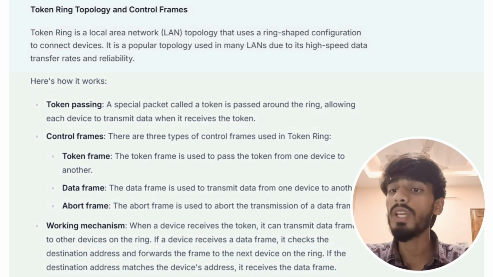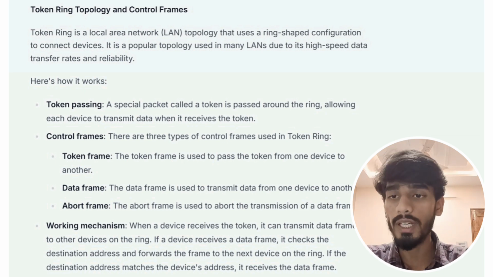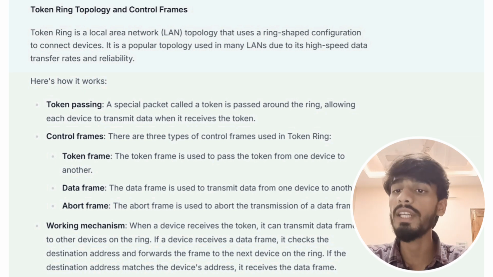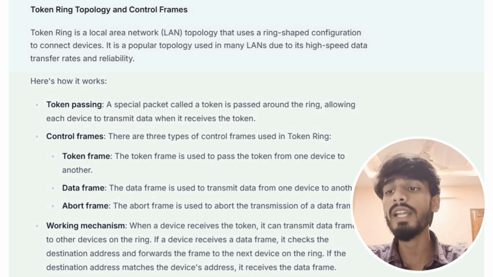How does it work? When a device receives the token, it can transmit data frames to other devices on the ring. If a device receives a data frame, it checks the destination address and forwards the frame to the next device on the ring. If the destination address matches the device address, it receives the data frame. This is how it works.